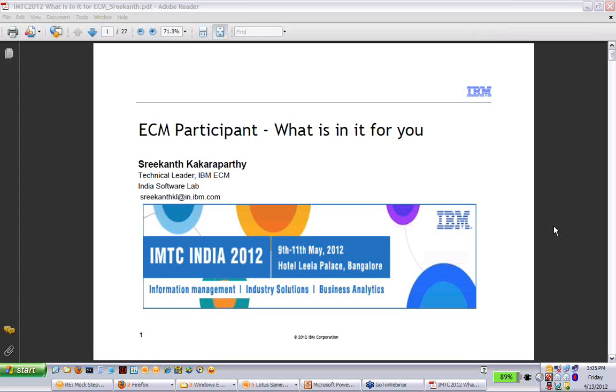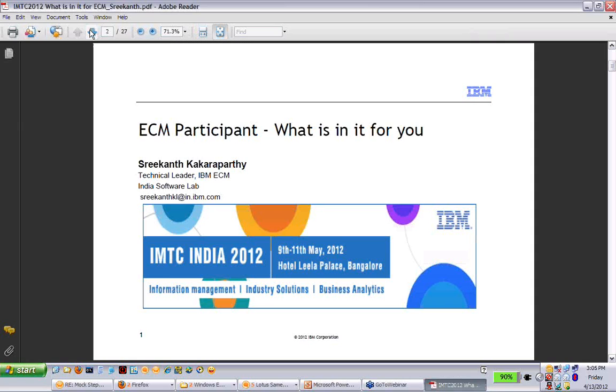This IMTC is an annual conference event conducted by IBM, which usually happens every year in Q1 or Q2. This year it is happening on May 9th, 10th, and 11th at Leela Palace, Bangalore. This event is basically for customers, business partners, employees, independent software vendors, and system integrators. This conference gives you a deep technical dive on information management, industry solutions, and business analytics software across 3 days. At IMTC 2012, you can look for expanded sessions and hands-on labs, networking opportunities, and also a complimentary certification.